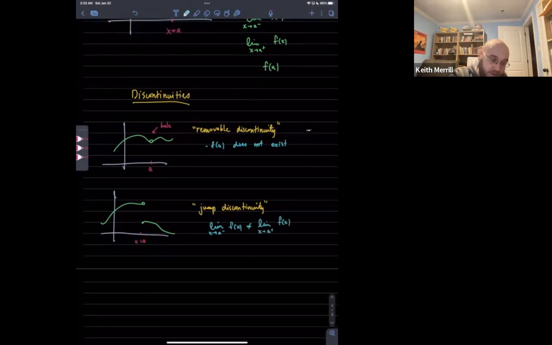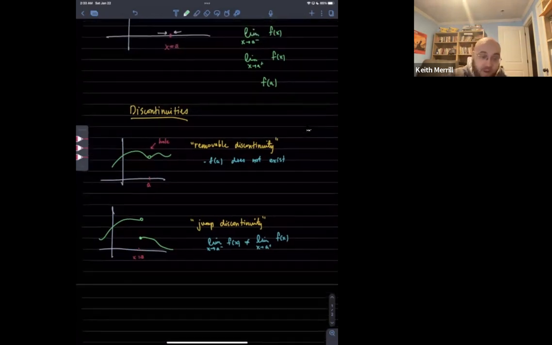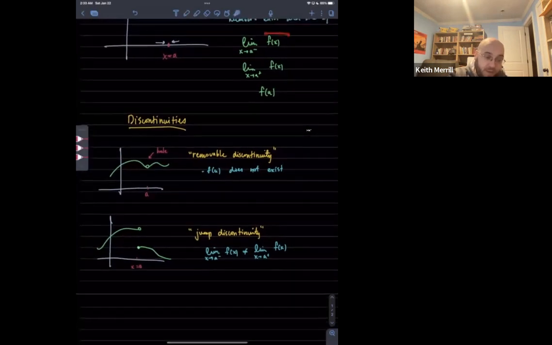It might be, and indeed the way I've drawn it, it is the case that the function value actually does agree with one of those limits. That's okay. It doesn't matter. The key was, again, for continuity, all three of these numbers had to exist and be equal. So in the removable discontinuity case, it doesn't exist. And in the jump discontinuity case, they're not equal.